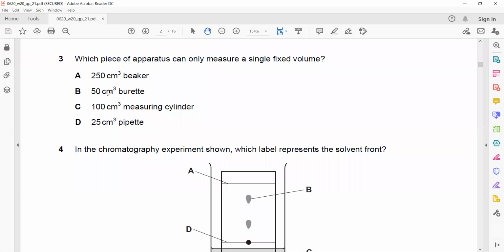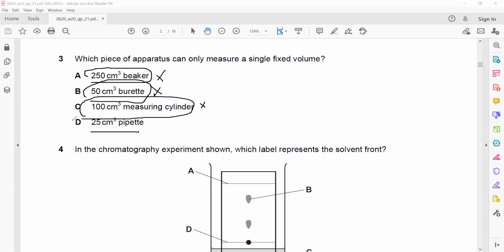A beaker can measure a maximum, it is like a 250 cm cube beaker, but it can measure like 200. There will be other markings as well. So that is not an answer. A burette can measure a maximum of 50, but the other markings are also there, like 0.1, 0.2, and so on. A measuring cylinder of 100 cm cube can measure a maximum of 100, but the other markings are there. It can be 10, 20, 30, or 1, 2, 3. But a pipette can only measure a fixed volume, which is 25 cm cube.